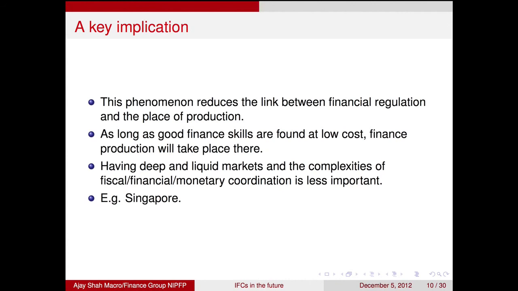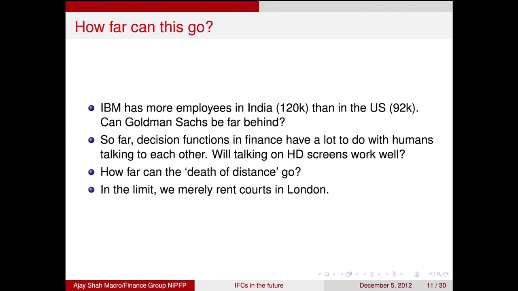So whether the deep and liquid market is in Timbuktu and whether the whole complexity of fiscal, financial and monetary coordination is taking place successfully at Timbuktu is less important. And an outstanding success story of that is Singapore. Singapore does not have a big financial system by world standards, but Singapore has come to matter in global finance production. Now, how far can this go?